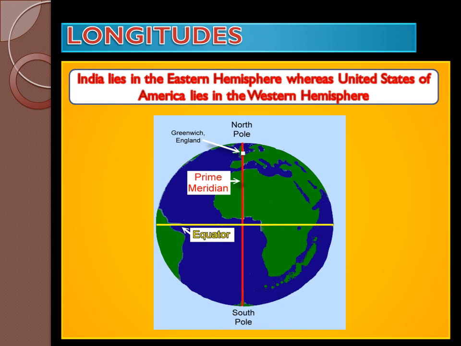The latitudes are parallels, they never meet each other. But when we talk about the meridians, meridians are not parallel, they are of the same length, and they run from north to south. And as this prime meridian passes through Greenwich, which is a village near London, it is also known as the Greenwich meridian.